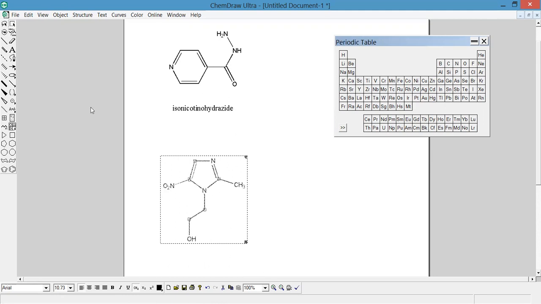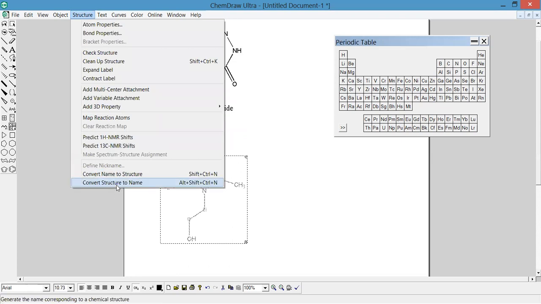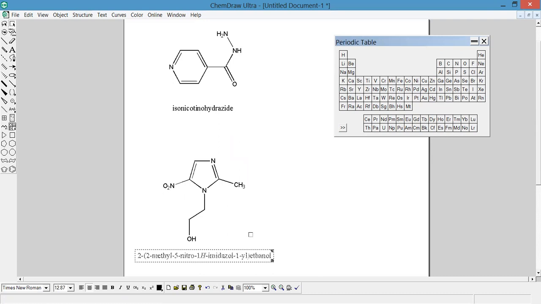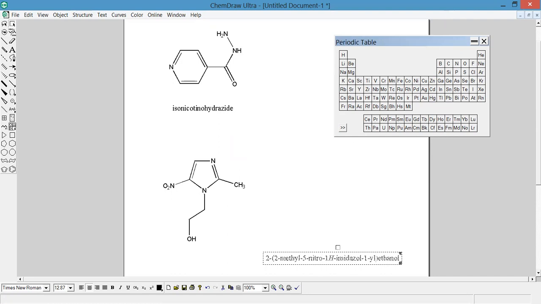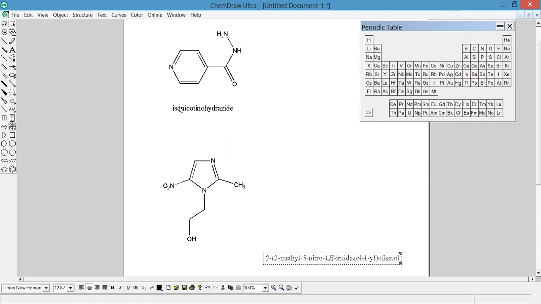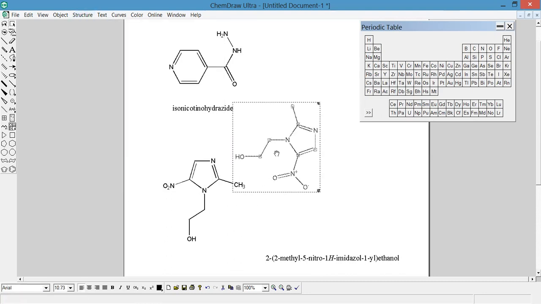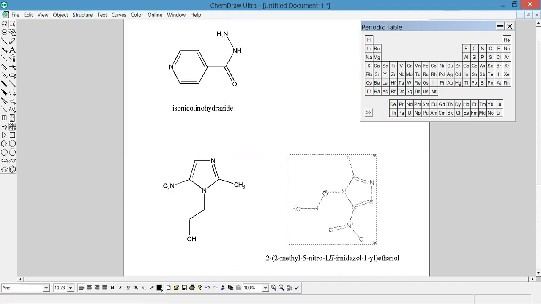Now select the structure, go to the structure toolbar and convert this structure to name. This is the IUPAC nomenclature of metronidazole. By using this you can also identify the structure of the compound. Select this IUPAC nomenclature, go to the structure toolbar and convert to structure. This is the structure of metronidazole. This and this are the same. These are the structure of metronidazole.